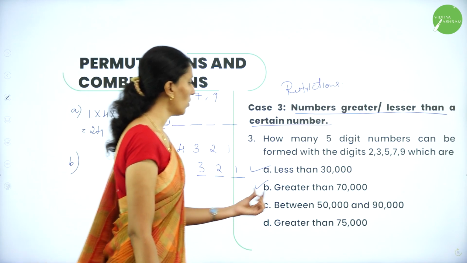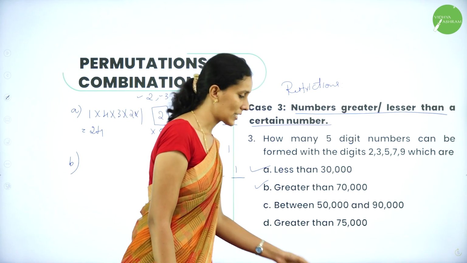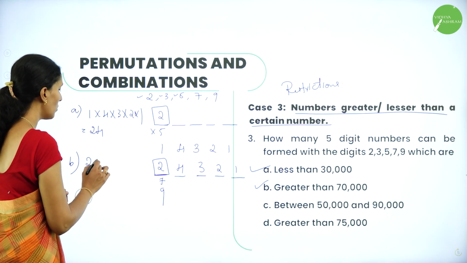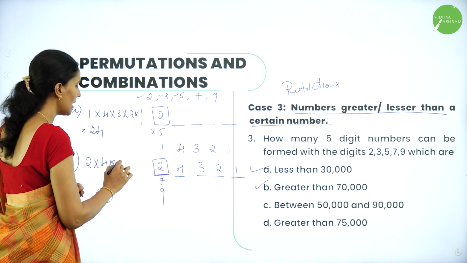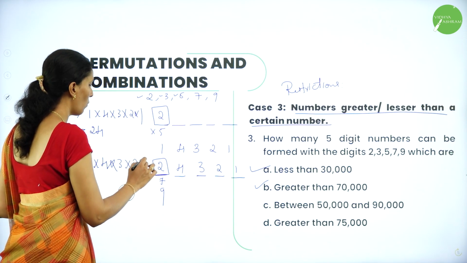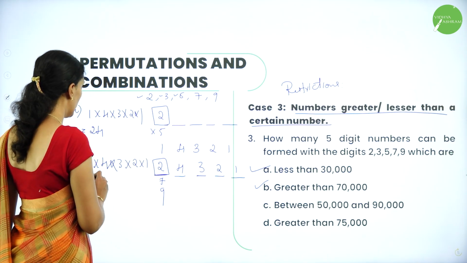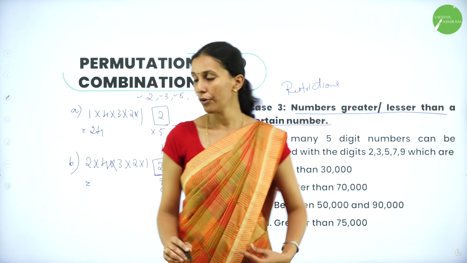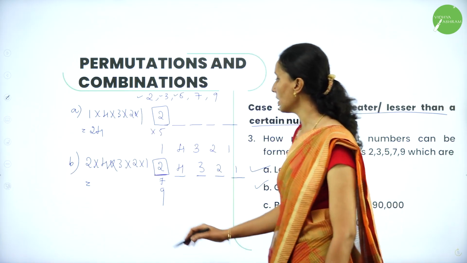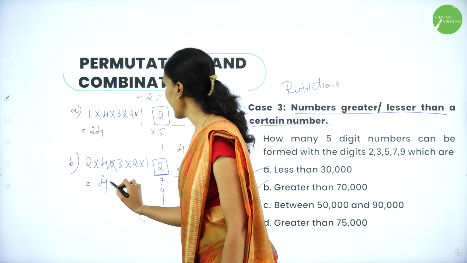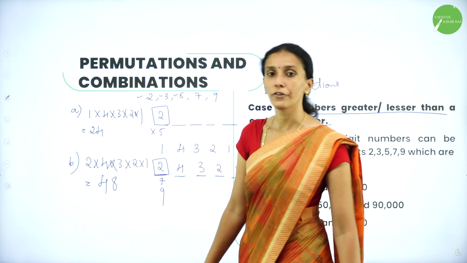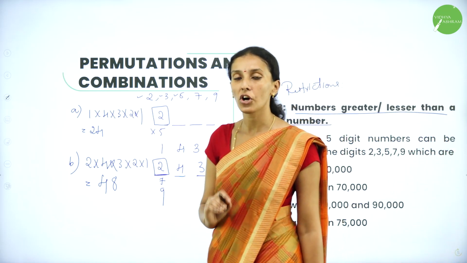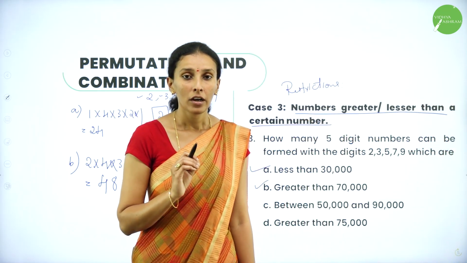Okay, so the total number of numbers greater than 70,000 is how much? 2 into 4 into 3 into 2 into 1. Therefore, how many numbers can we form here? We can form 48. So 48 numbers can be formed which are greater than 70,000.